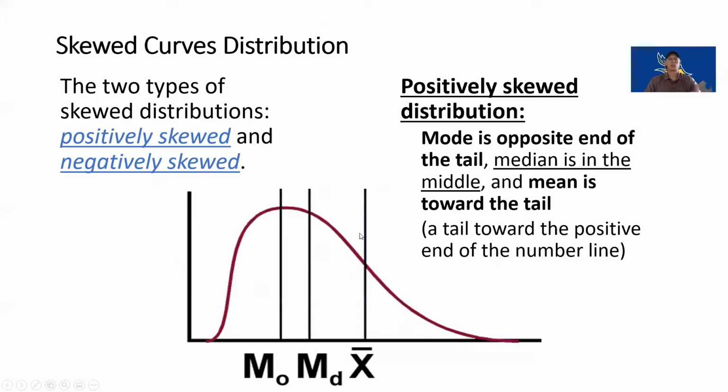When we have a skewed score, so here the tail goes positive, this is a positively skewed distribution.